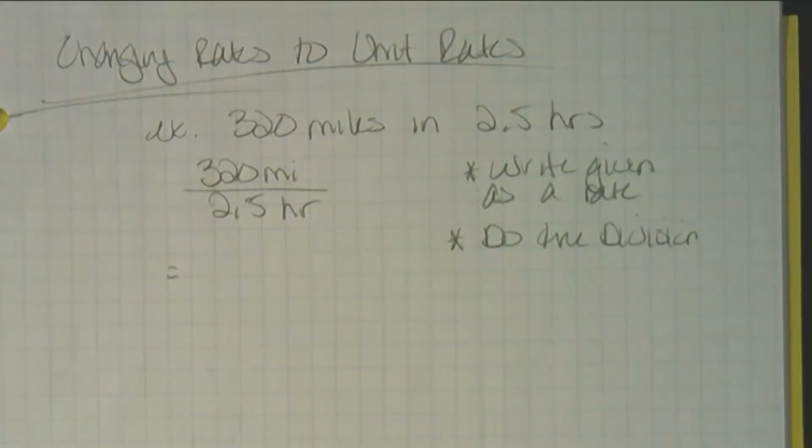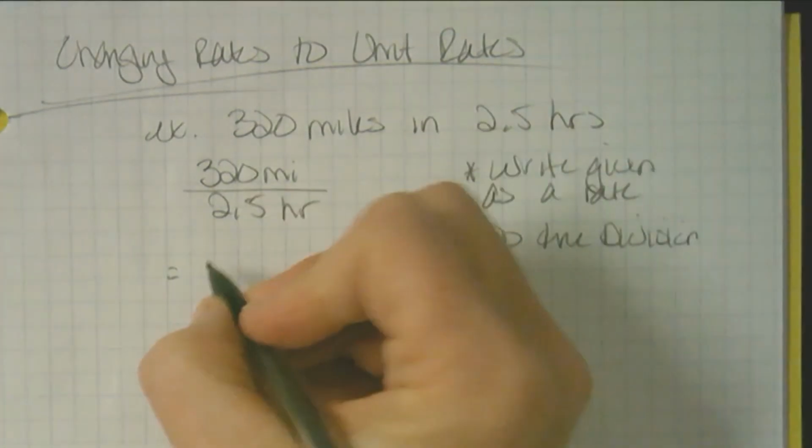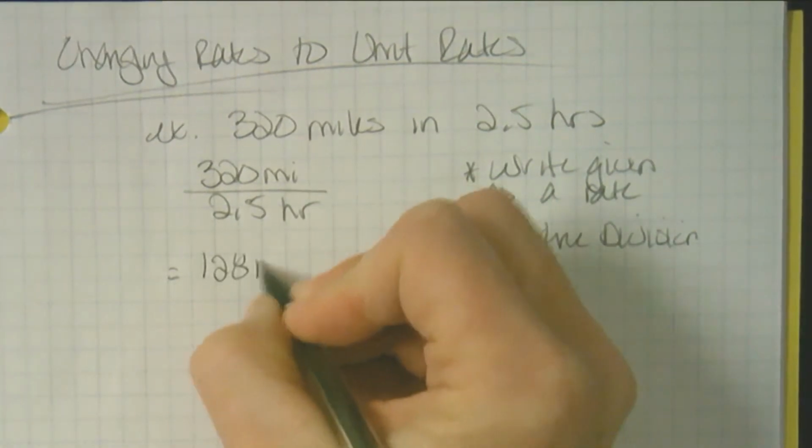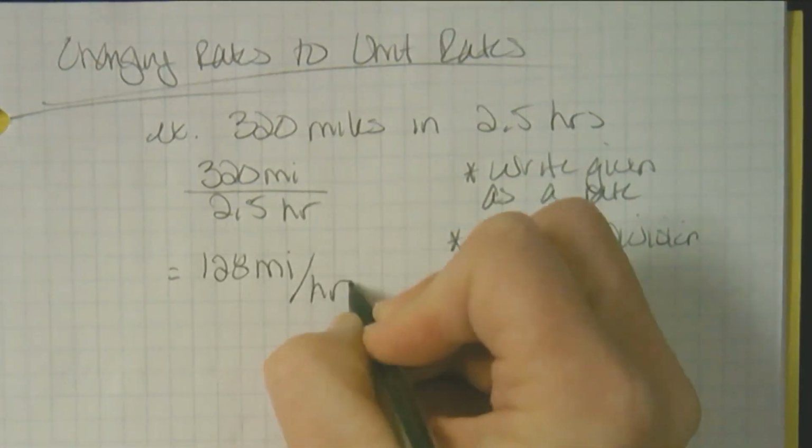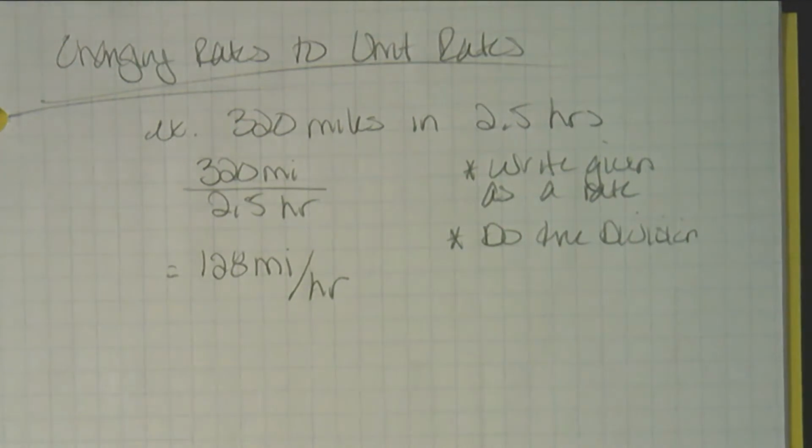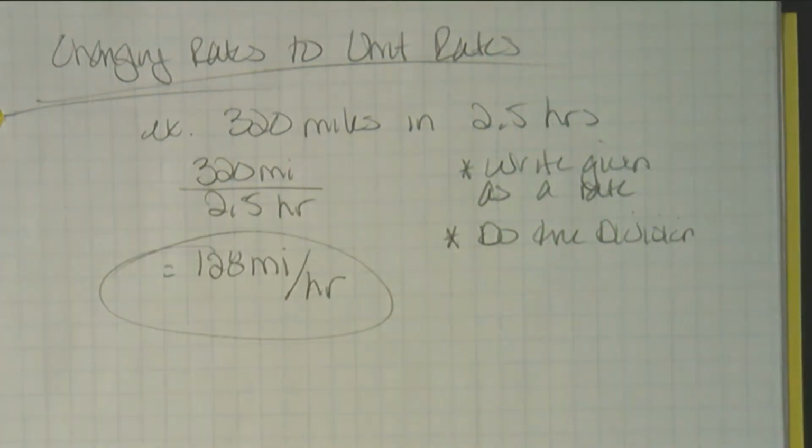All right, so I'm going to just do this division. 320 divided by 2.5 is going to give me 128 miles per hour. Okay, so I was driving really fast, right? That makes sense. This information makes sense to us. All right, so we first started with a rate, we did the division, it turned into a unit rate.